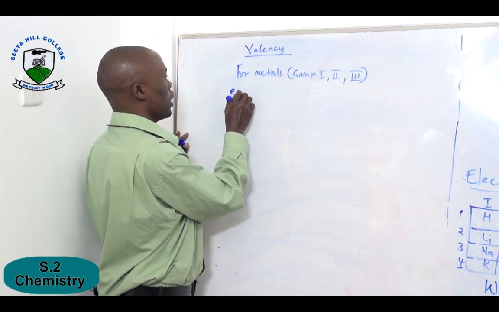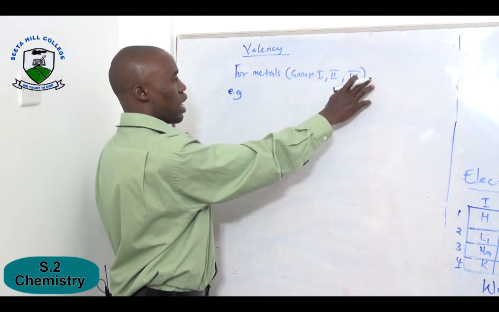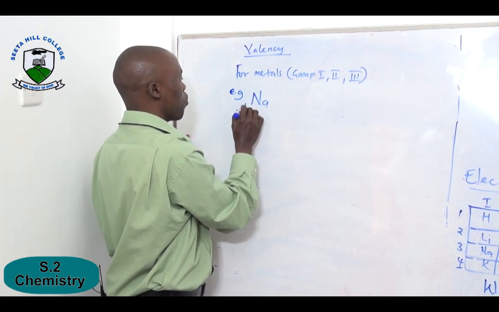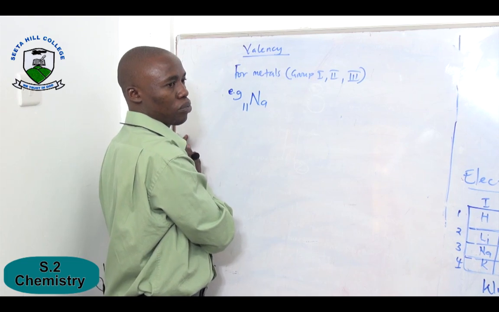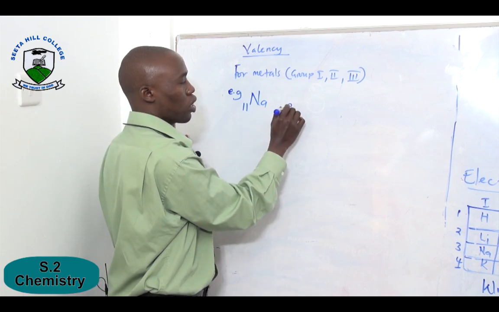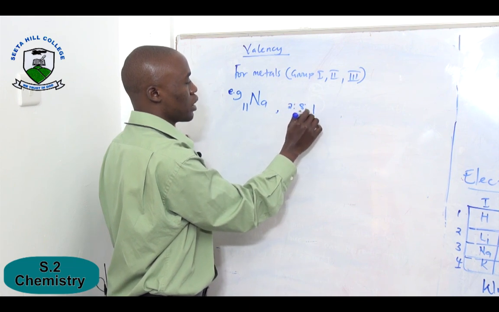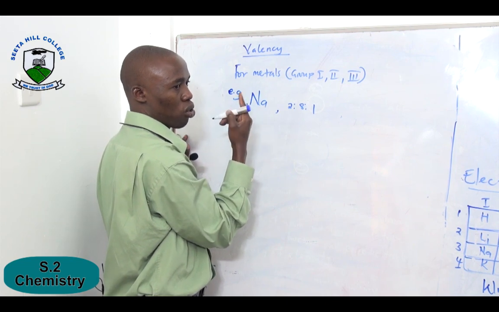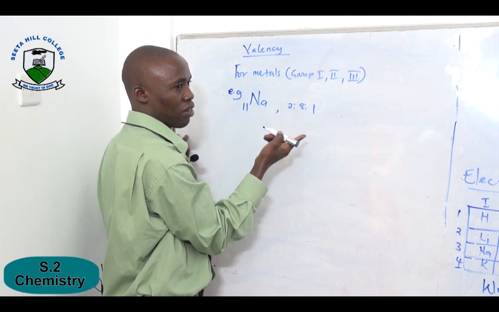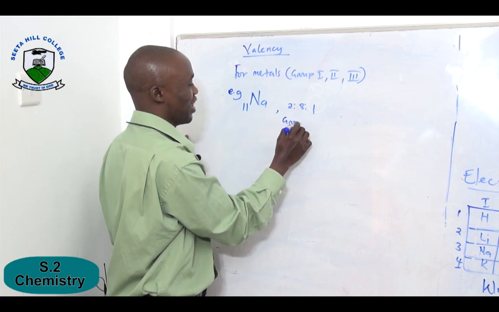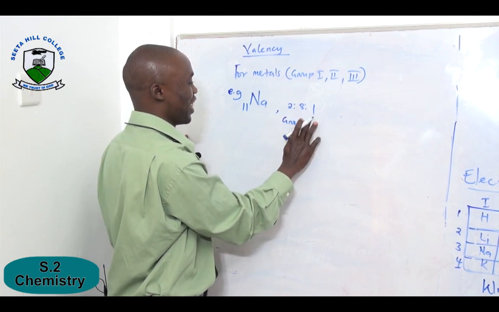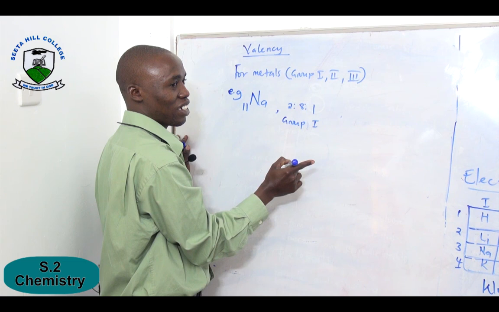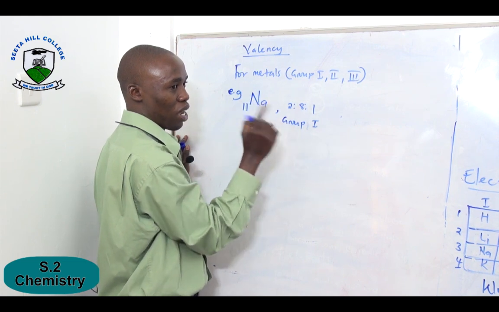For metals, the valence equals the group number. If you are looking at sodium with 11, what's the configuration? 2, 8, what? What is the valence? 1. The group is also? 1. Period is? Now, period is 3. See, group 1, period 3, valence 1, the symbol of the ion is Na+.